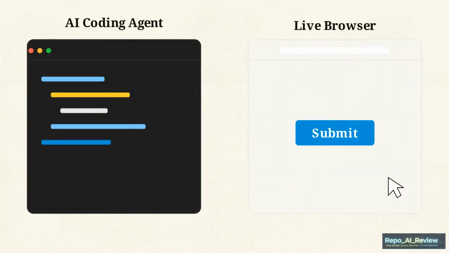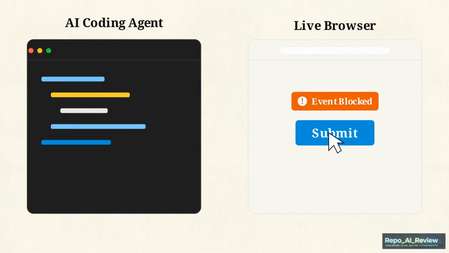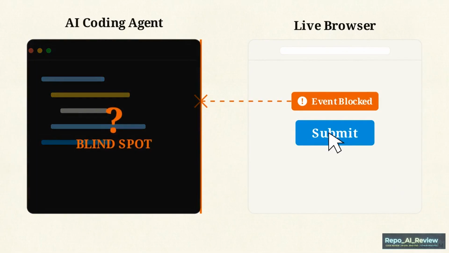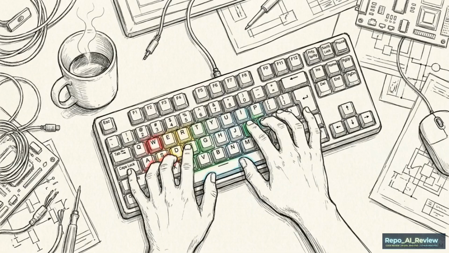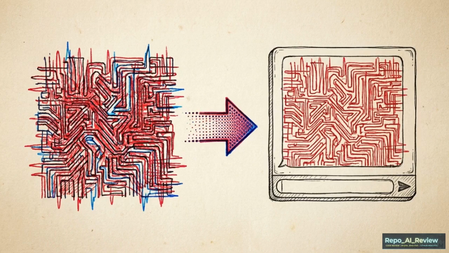If a UI element is misaligned or a button fails to trigger an event, the agent has no way to click the interface or inspect the runtime errors itself. Instead, the developer has to act as a manual bridge, copying error traces from the browser's inspect tool and pasting them back into the chat window just so the AI understands what went wrong.